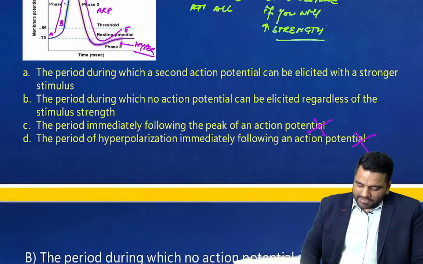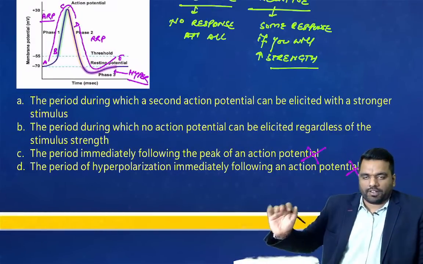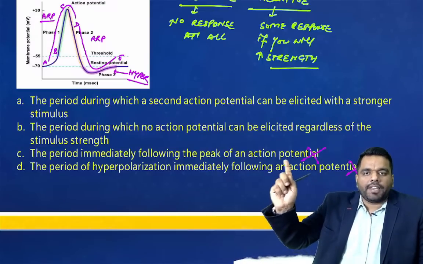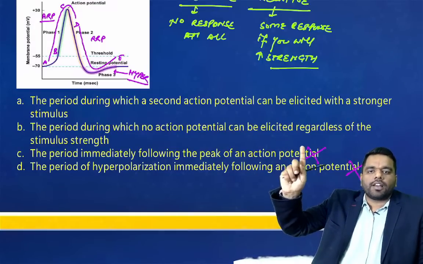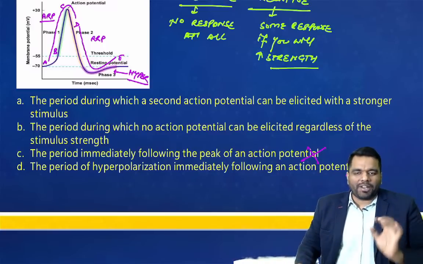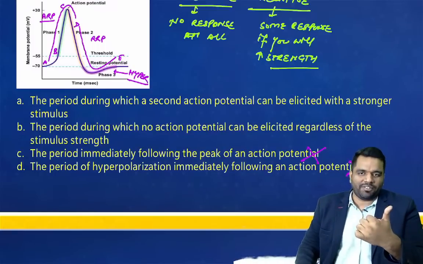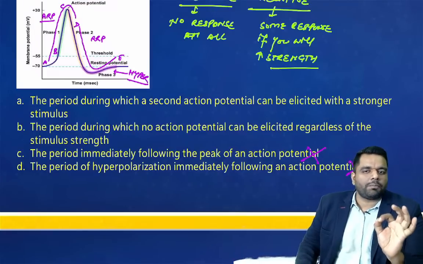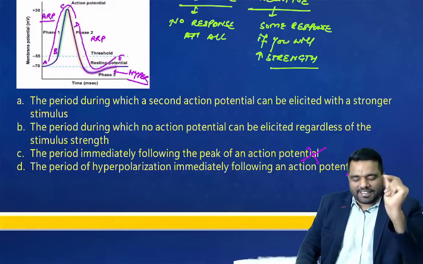So now please tell me from the above two options, option A and B. A states the period during which a second action potential can be elicited with a stronger stimulus. No, beta, because this is talking about both absolute and relative. Option B: the period during which no action potential can be elicited regardless of the stimulus strength. Yes.